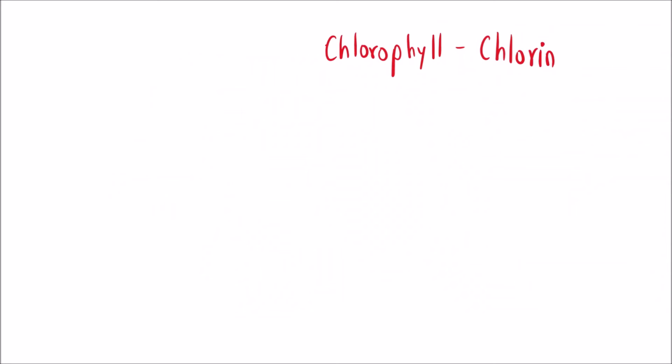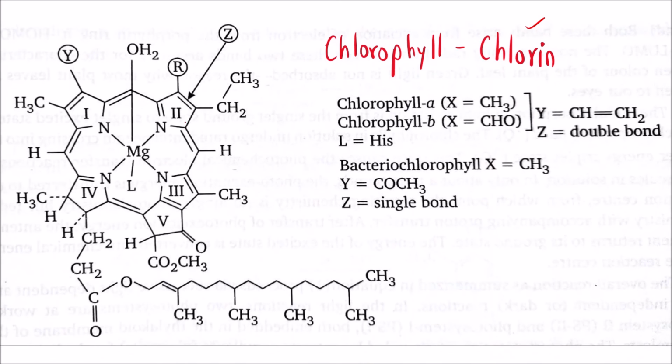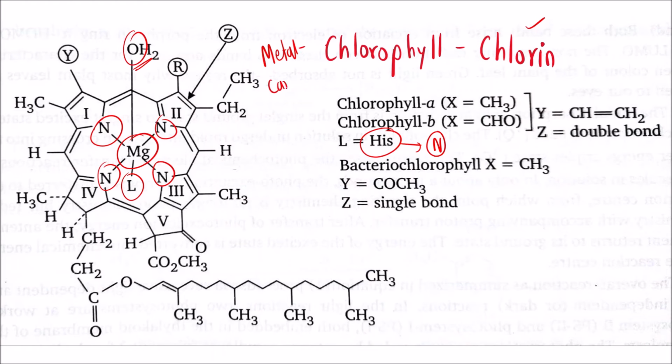Let us see the third option. Chlorophyll, the basic structure is chlorin. This is the structure of chlorophyll. Which is the metal here? Magnesium. You can see it is attached to 4 nitrogen atoms. And ligand, L is what? L is histidine. Histidine also is attached through a nitrogen atom. So it is a metal nitrogen bond. Here this is oxygen. So here also there is no metal carbon bond. So chlorophyll is also an incorrect option.